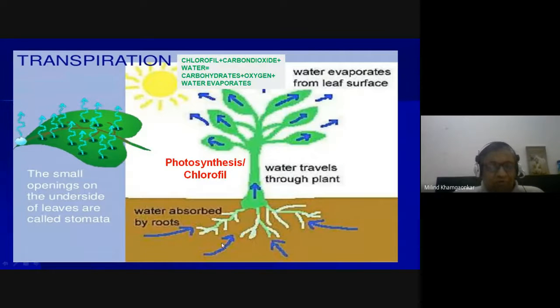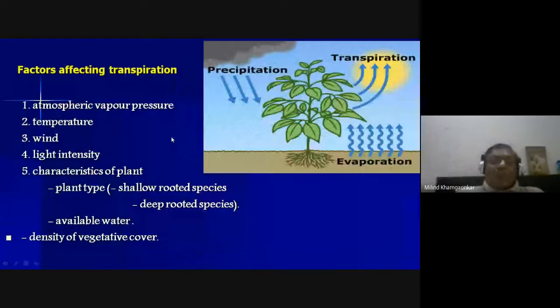So this water absorbed by the roots travels through the plant and reaches the plant leaves, wherein the photosynthesis process takes place, in which chlorophyll plus the carbon dioxide from the atmosphere and water react with each other, forming carbohydrates, oxygen, and water. The water which enters the plant leaves through the roots, वो पानी भी प्लांट के पत्ते में जो छेद रहते हैं उसको stomata करके बोलते हैं. They are the small openings on the underside of the leaves, called the stomata. So through these stomata, this water which reaches the plant leaves gets evaporated into the atmosphere due to the solar rays, due to the sun's radiation.